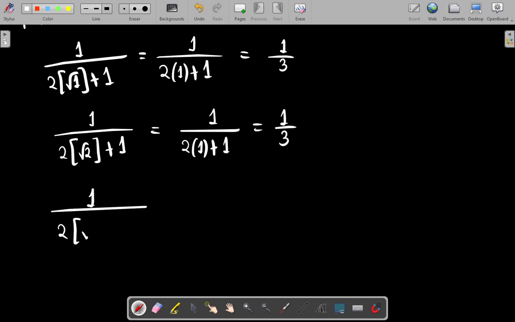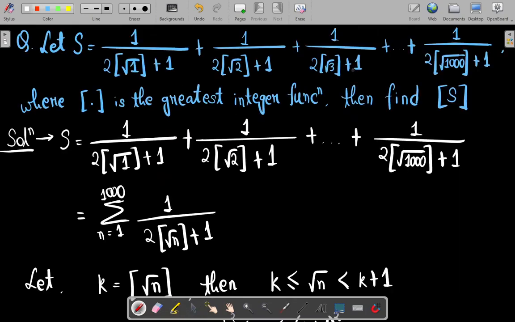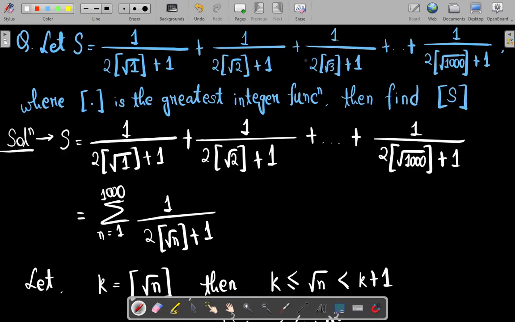and for the third term also, the square root is 1.73, so the greatest integer is again 1, and this is again 1 upon 2 times 1 plus 1, which is 1/3. These are the 3 values for k equal to 1, representing the first 3 terms of the sum. If you add these terms, there are 3 terms here, so the first 3 terms will be 3 times 1 upon 3. So this gives a sum of 1. This is the sum of the first 3 terms here.